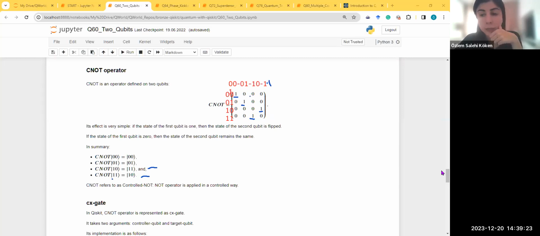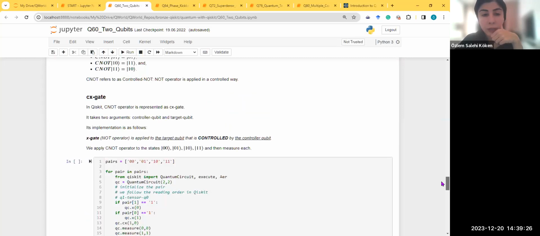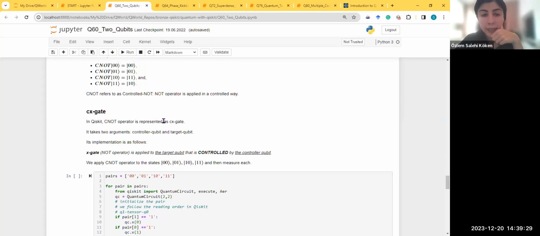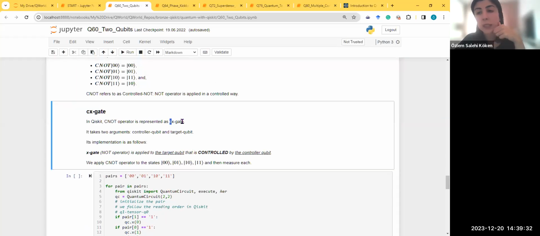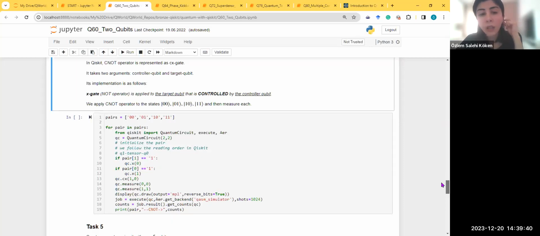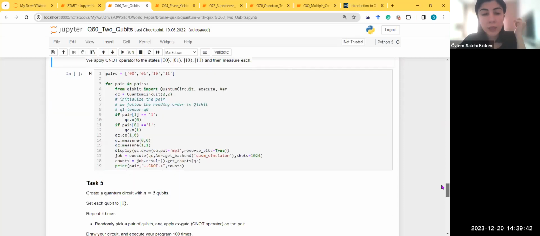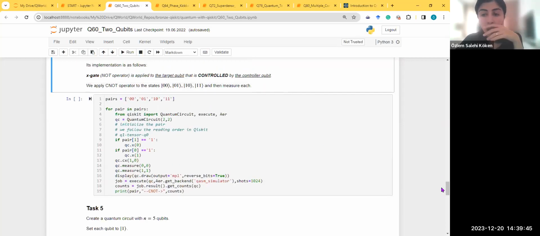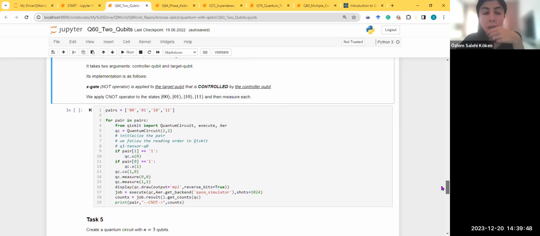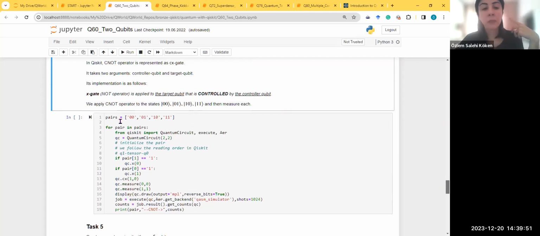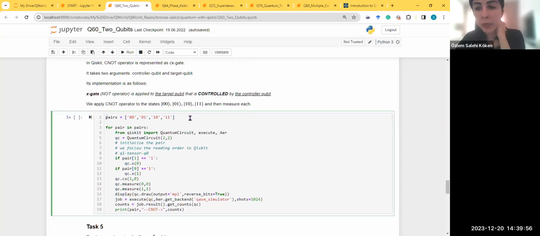And in Qiskit, the way to implement this is to use CX gates. It takes as parameters two integers. The first one is the control, and the second one is the target. Here we will just show the outputs. We will try to see what will happen for all possible input states, which we represent by pairs. So we will try applying CNOT on 0, 0, 0, 1, 1, 0, and 1, 1.